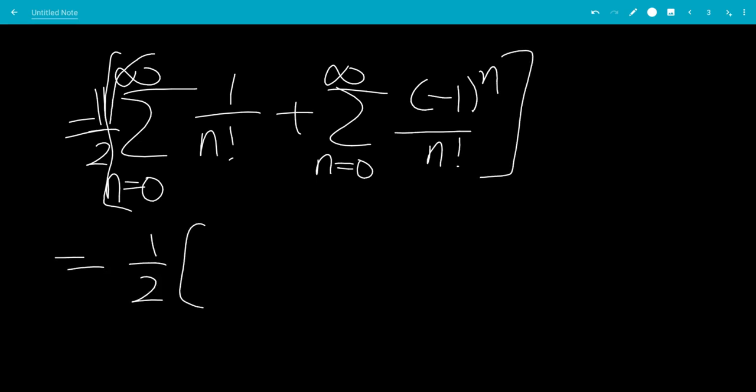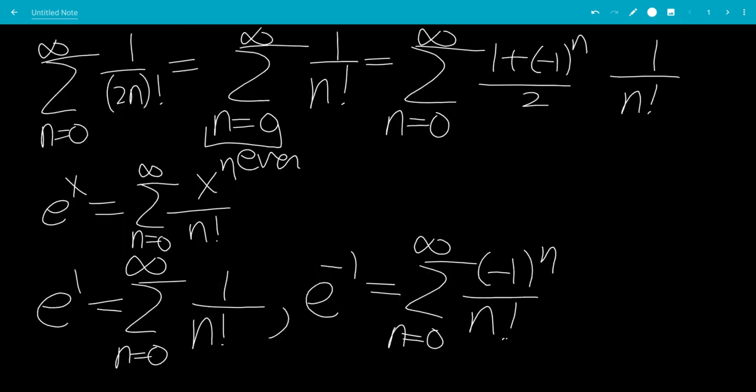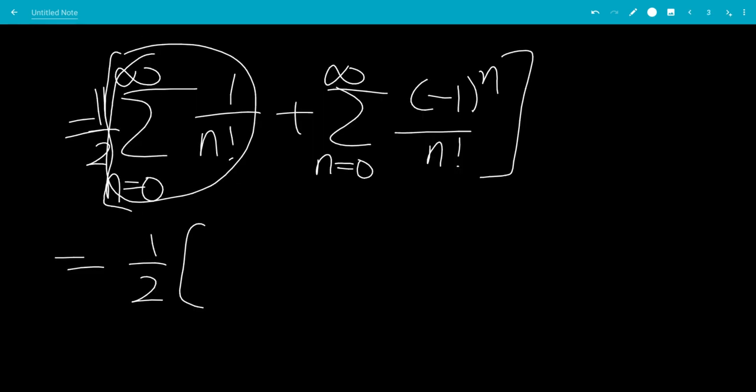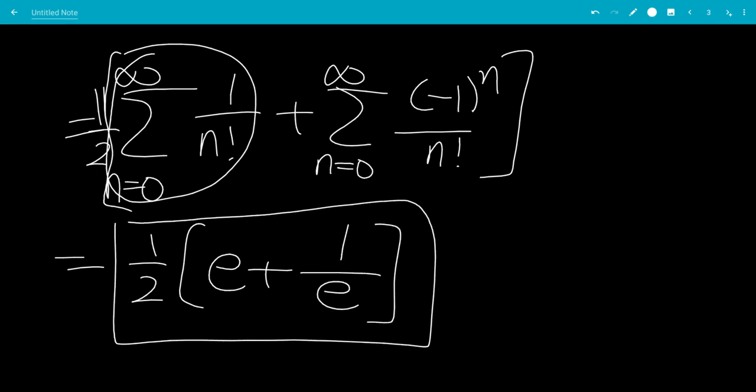But this we found earlier to be e, and the other one is e to the negative 1. So this will just be (e plus e to the negative 1), where e to the negative 1 is 1 over e. So that is the answer to our sum, and that's the end of the video.